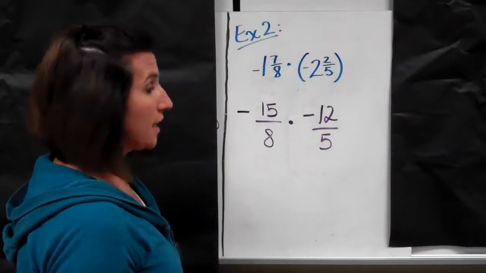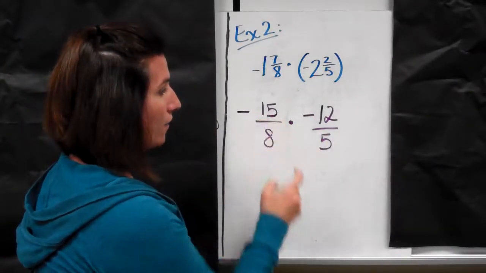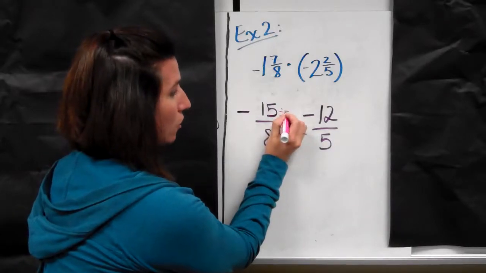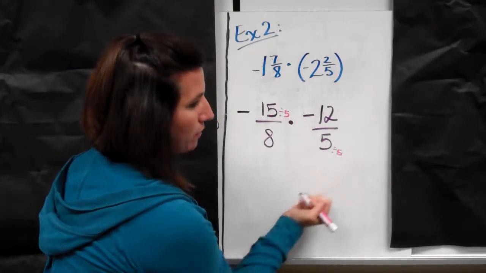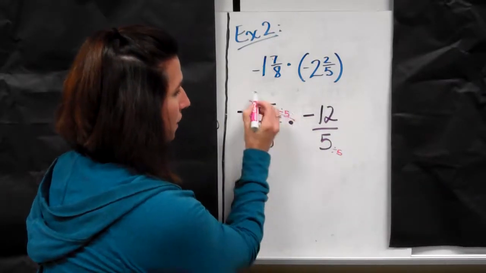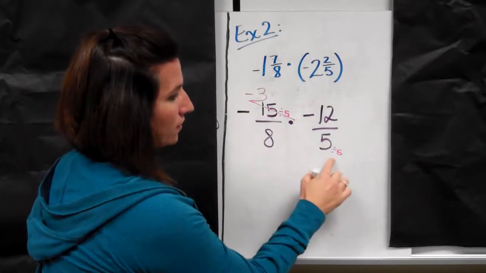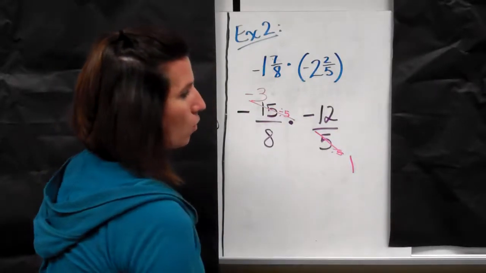Now I'm going to look for cross-canceling. The 15 and the 5. They're both divisible by 5, so I'm going to write myself a little note. I'm going to divide both of these by 5. This becomes negative 3. 5 divided by 5 is going to become 1.